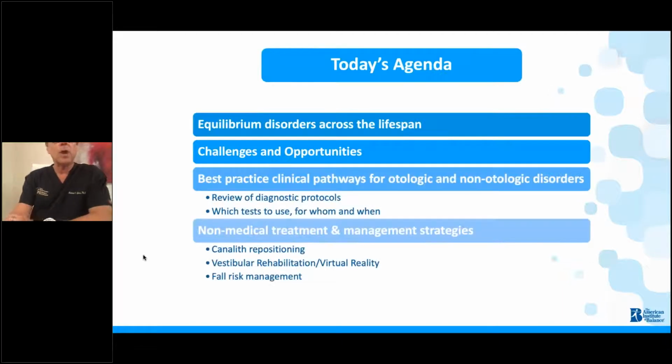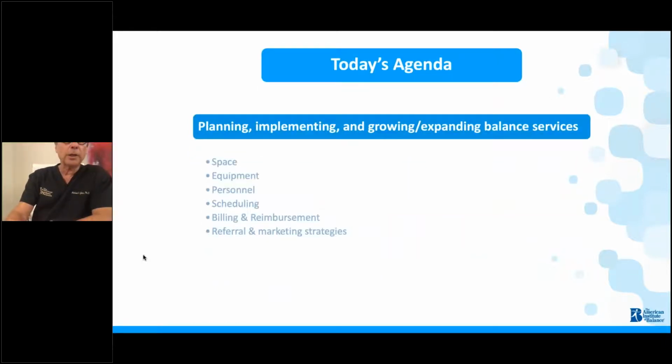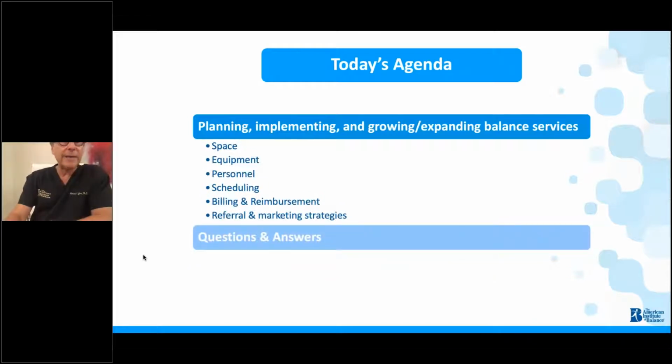So let's take a look. We're going to look at equilibrium disorders across the lifespan, the challenges and opportunities. What are some of the best clinical pathways for otologic and non-otologic and non-medical treatment and management? And what is the role of audiology in those? We're going to look at what it takes to implement, develop, and successfully manage a vestibular lab, whether you're in private practice or within someone else's facility. And then, of course, we'll have time for questions and answers.